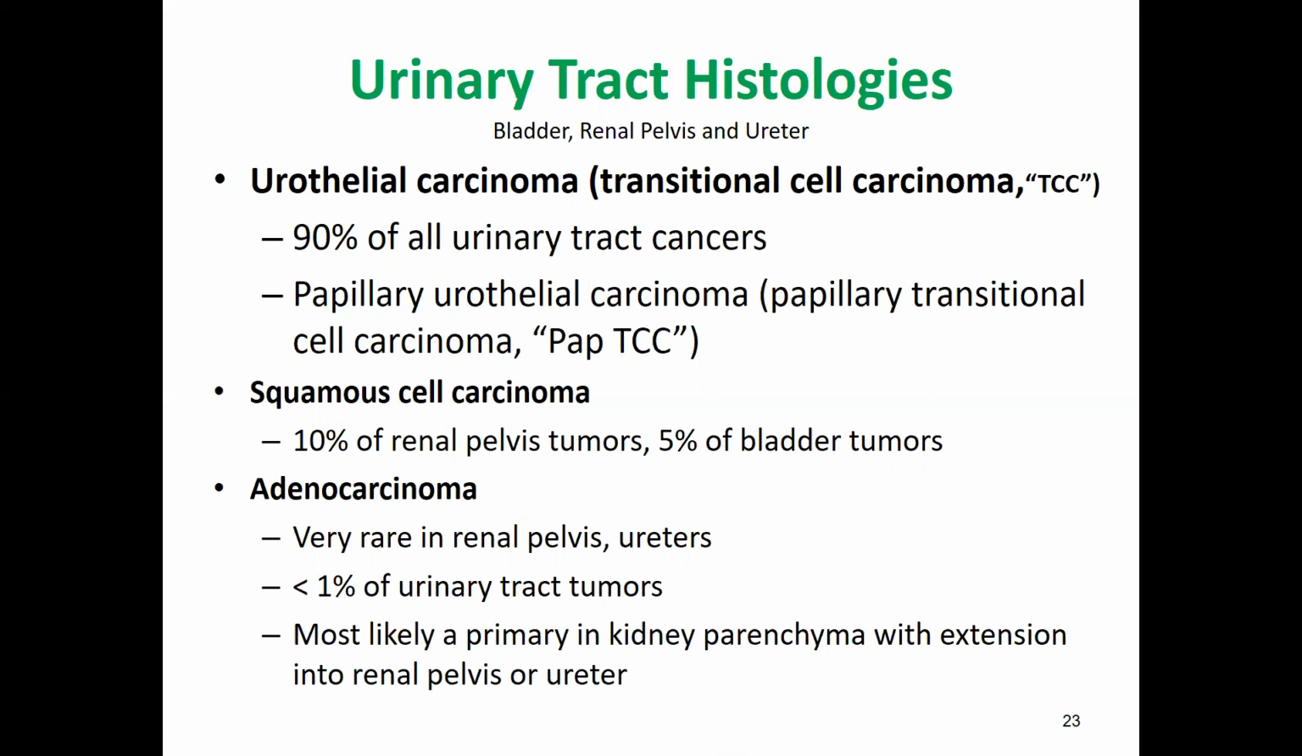Other less common histologies of the urinary tract are the squamous cell carcinoma and very rarely an adenocarcinoma. If you ever see an adenocarcinoma in the bladder, first question if it's coming from the prostate. Likewise, if you have an adenocarcinoma in the renal pelvis, make sure it is not a renal cell carcinoma of the kidney parenchyma with extension into the renal pelvis. That scenario would be more common than for an adenocarcinoma to occur in a urinary tract.